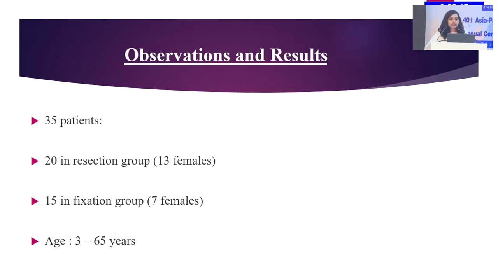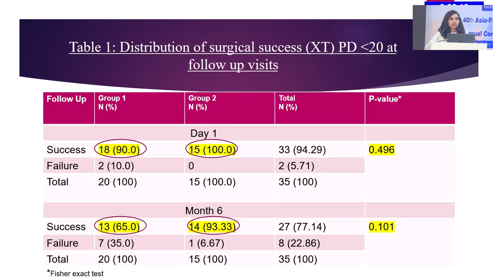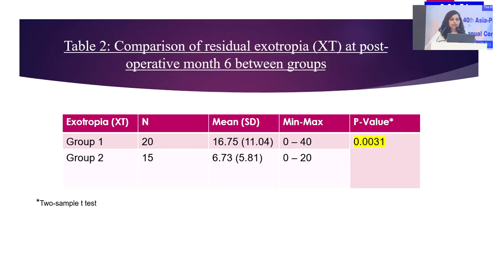So we had 20 patients in our resection group, 15 in fixation group, and an age range of 3 to 65 years. On post-op day 1, both groups performed excellently at correcting the exotropia, but at 6 months post-op, only 65% of group 1 as compared to 93% of group 2 were able to maintain this deviation. Our results are not statistically significant. What was statistically significant is the residual exotropia at 6 months, with group 2 performing much better than group 1.